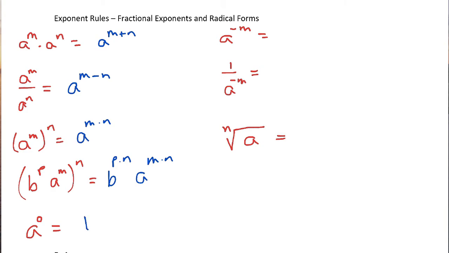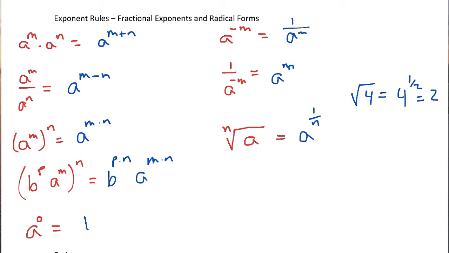This one is 1. This is 1/a to the m. Remember, if it's negative, we move it to the other part of the fraction. So then this one is a to the m. This last one is a to the 1/n. That's how we get fractions, as we end up with radicals. For example, the square root of 4 is also 4 to the 1/2 power, which we all know is 2.